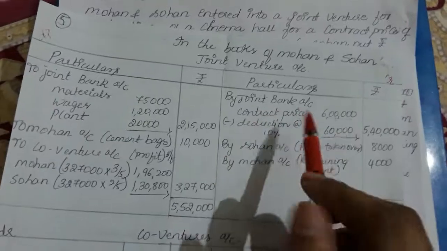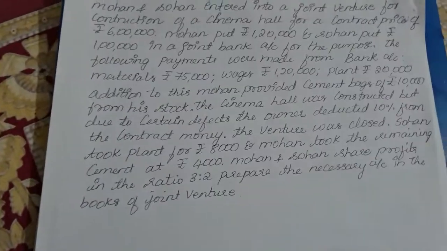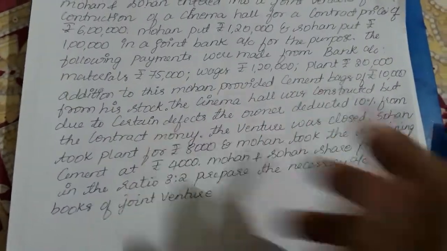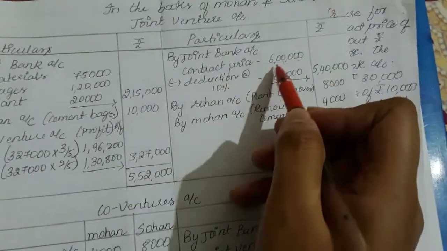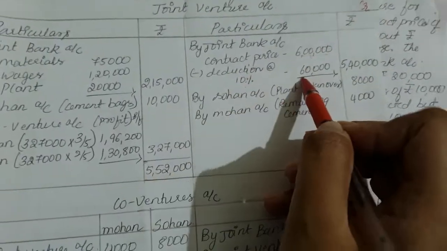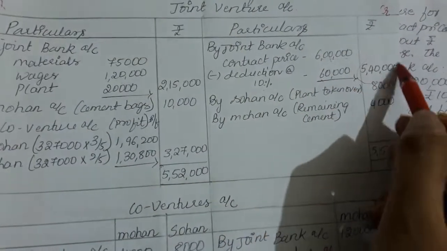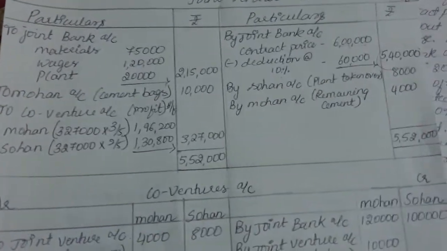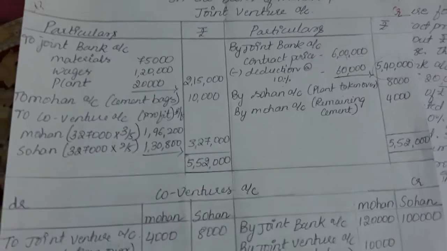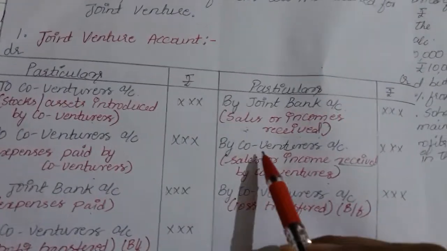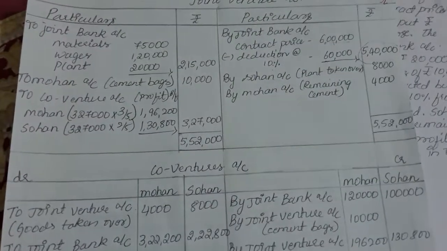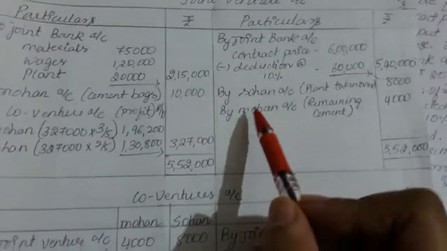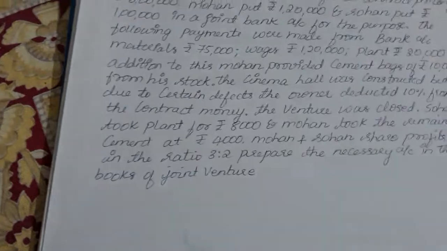And also in the question they have given that 10% has to be deducted due to some defects. So we need to deduct that: minus deduction at 10%. How is that? 6 lakh into 10% is 60,000. Totally to the joint bank, the company got only 5,40,000. So next, what are you supposed to enter over here? By co-venturers account, if goods have been taken over by the co-venturers, we are supposed to record it here. In the question they have given this.